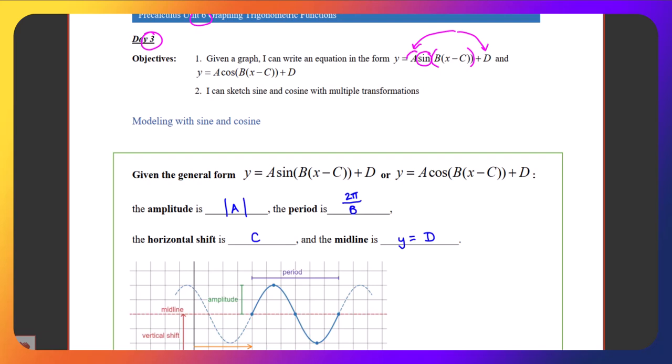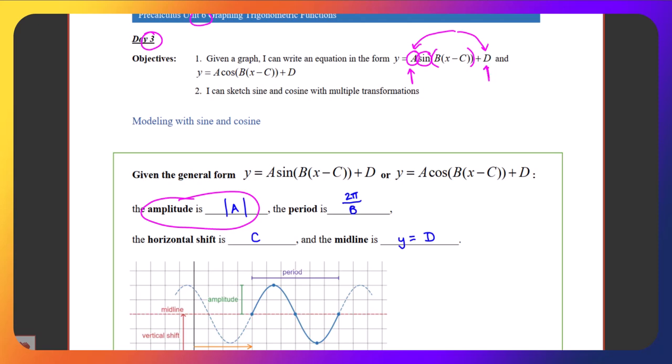Since A is outside our function, that's going to stretch the graph up and down. We're going to call that the amplitude, and it's always positive, so whatever this coefficient is, the absolute value of that is going to be the amplitude.